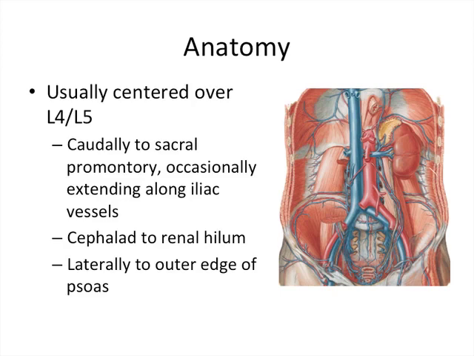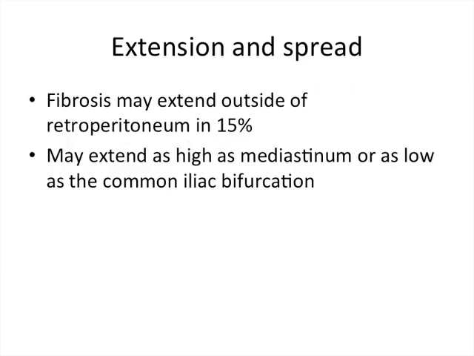body. The disease typically centers, as we saw in the previous scan, around the L4, L5 vertebrae. It extends caudally down to the sacral promontory most often, sometimes extending along the iliac vessels. It can involve the renal hilum and often extends laterally over the psoas. Occasionally it will spread outside of the retroperitoneum in 15% of people. It may extend as high as the mediastinum or as low as the common iliac bifurcation.